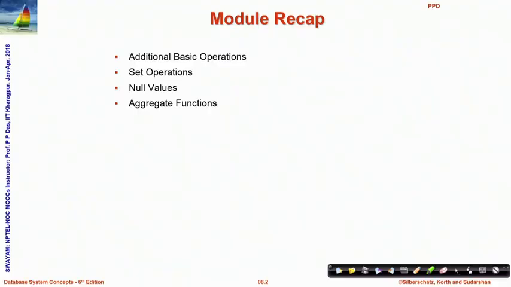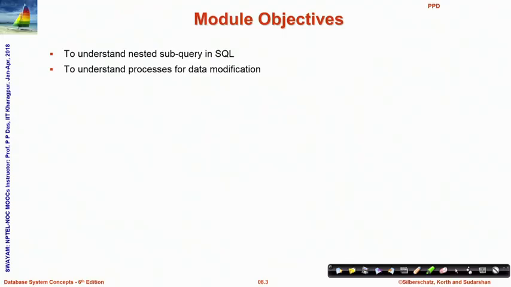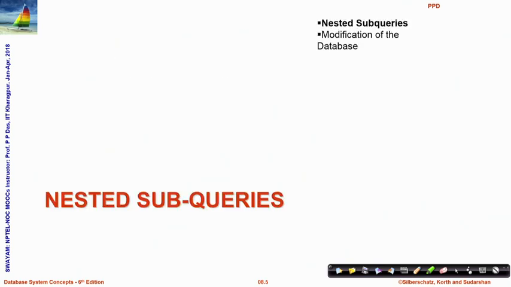So, just to quickly recap, these are the things that we did in the last module, completing the understanding of basic operations, the null values and aggregate functions. In the current module, we want to understand a feature which is very important in SQL query forming. It is called the nested query, or more formally nested subquery in SQL. And we would like to understand the process of data modification, and those are the two things that are outlined here. So, let us start with nested subqueries.